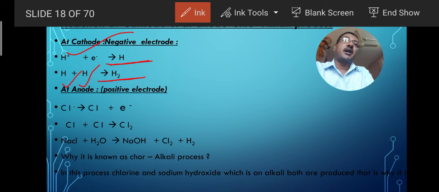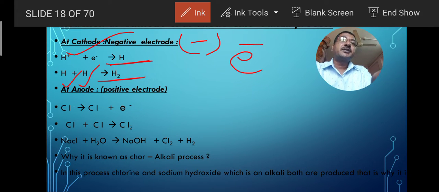And cathode, always remember, is the negatively charged terminal, which means it has an excess amount of electrons. Electrons are negatively charged particles, so these electrons will be received by the hydrogen ion to produce the hydrogen atom, and again this hydrogen atom will combine with another hydrogen atom to produce hydrogen gas.